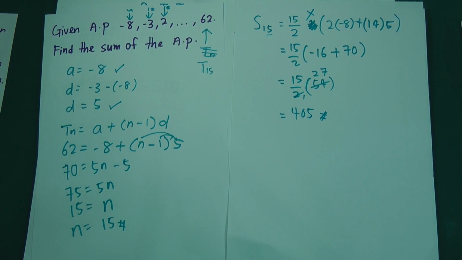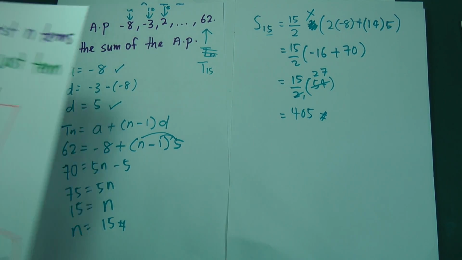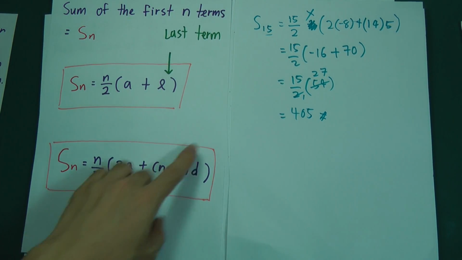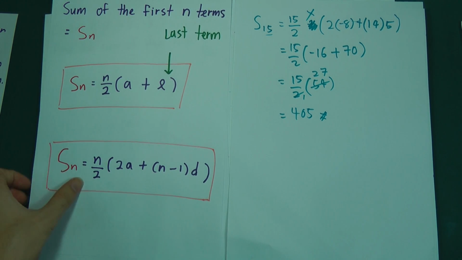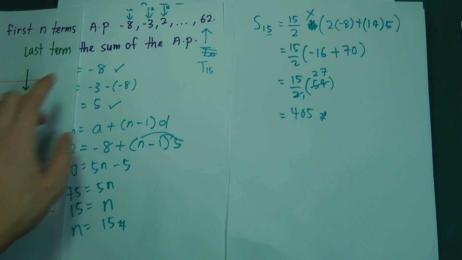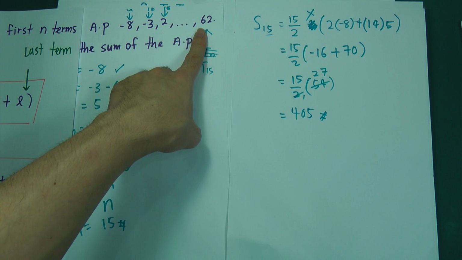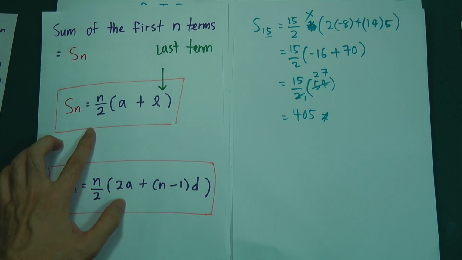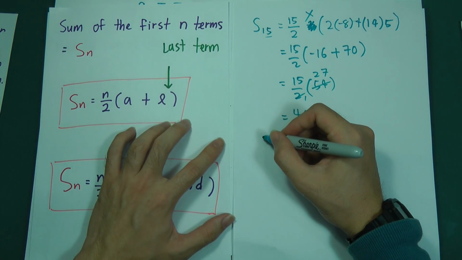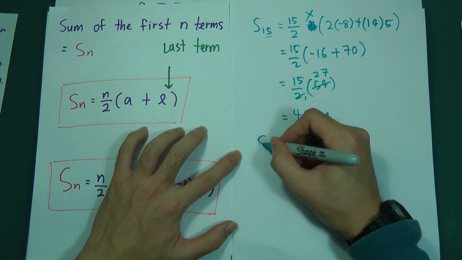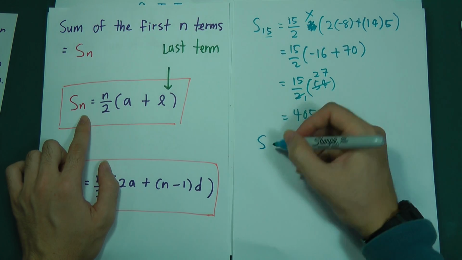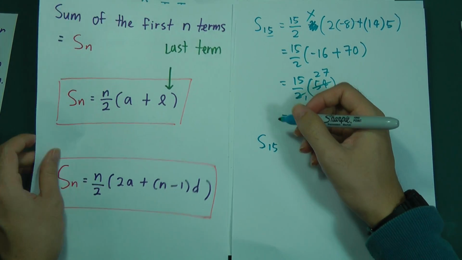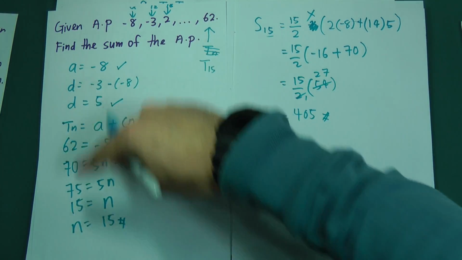Still remember just now I introduced another formula. This one you are using this formula. But in this case, we have the first term and we have the last term. What if we try the new formula, which is this formula? So Sn, we already know this is called S15 because the last term over here is the 15th, which we found out from here.